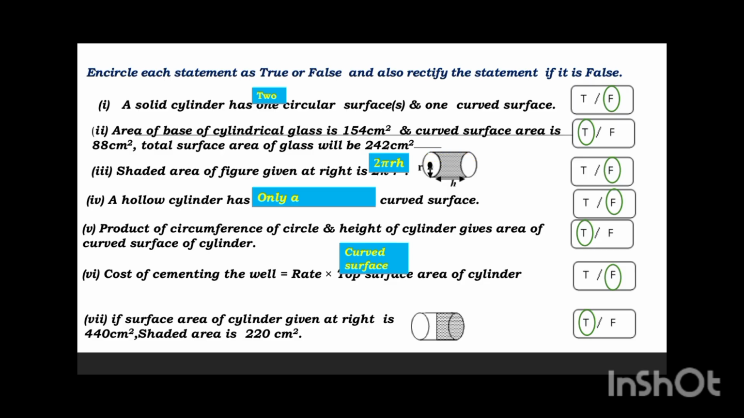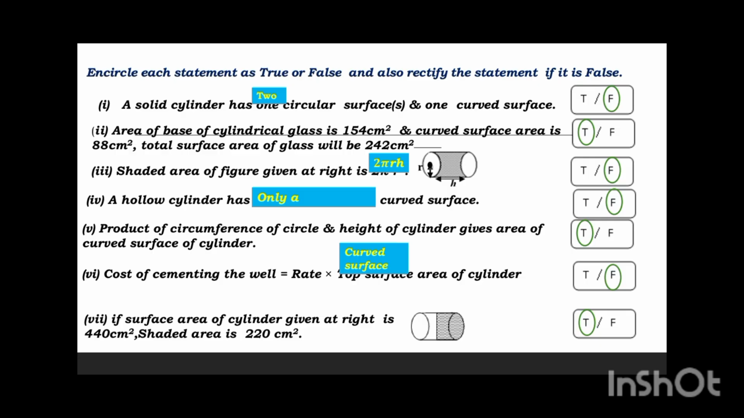A hollow cylinder has dash curved surface. It's false, so the answer is that it has only one curved surface. Okay, a hollow cylinder has only one curved surface. Product of the circumference of a circle and the height of a cylinder gives the curved surface area of the cylinder.